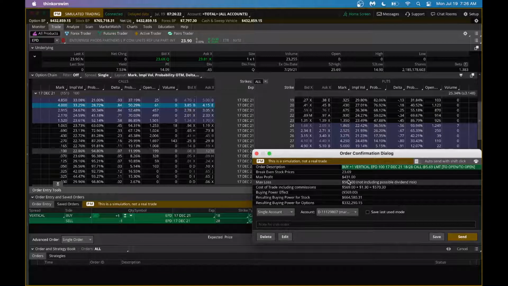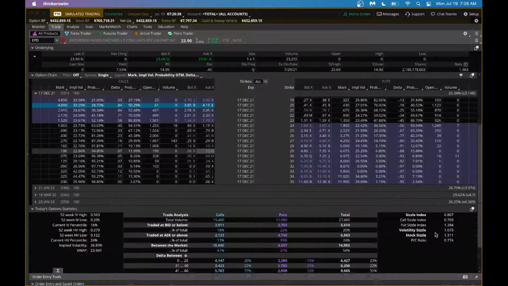You're making 431. From a risk reward perspective, it's not as great as the previous one, but as you notice here, your break-even point is below the current stock price now. That's why it's a little bit conservative. You could confirm and send and go from there.